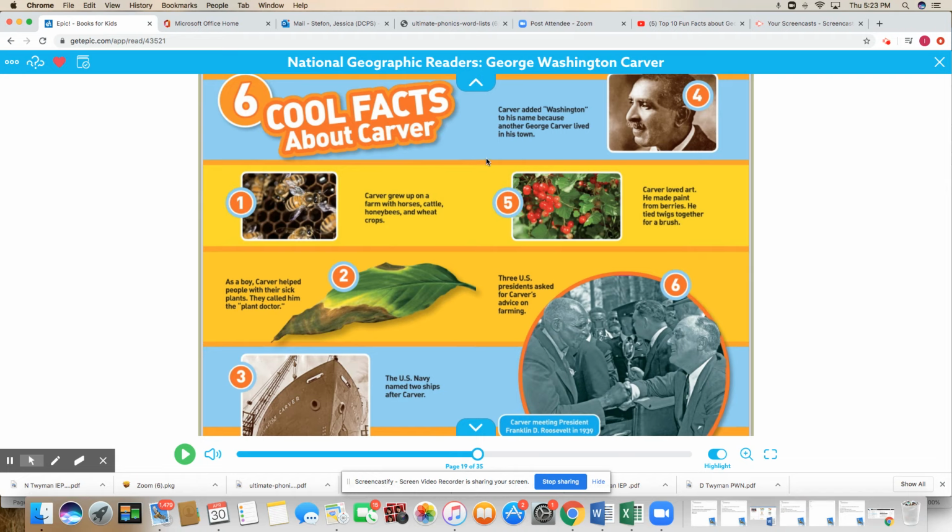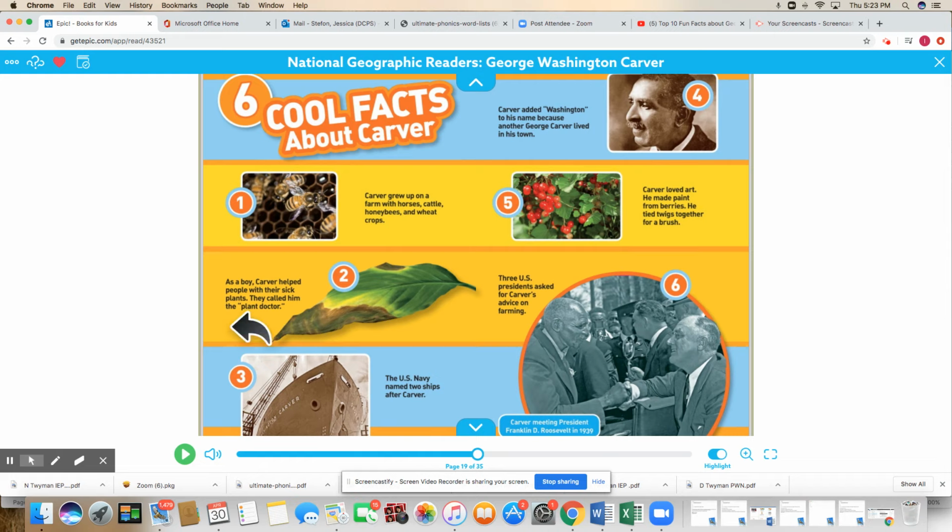6 cool facts about Carver. Carver added Washington to his name because another George Carver lived in his town. And maybe he had some kind of idea that he might be famous one day. Number 1, Carver grew up on a farm with horses, cattle, honeybees, and wheat crop. He's always been a person who's interested in science and the outdoors, and this helped to shape his life even as he grew up and became a famous inventor.